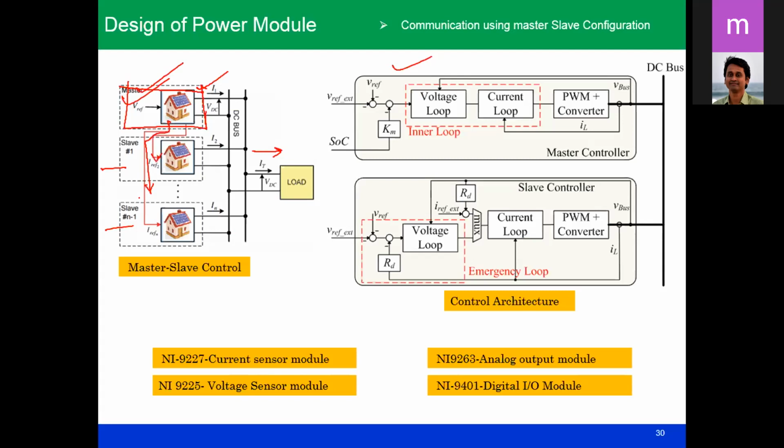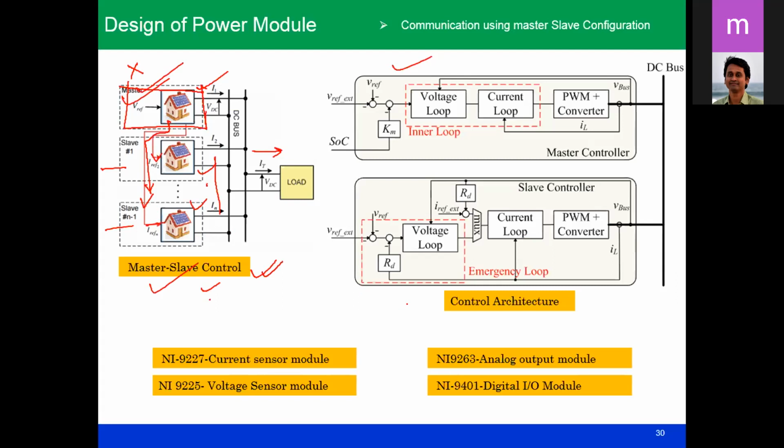So the reference current you can generate from the master, and you can control other slaves without increasing the complexity of the system. But it has a problem: if you have a problem in the master, then all slaves actually work in unstable operation. So that's why distributed control is emerging. Here in my laboratory, I have implemented master-slave control.